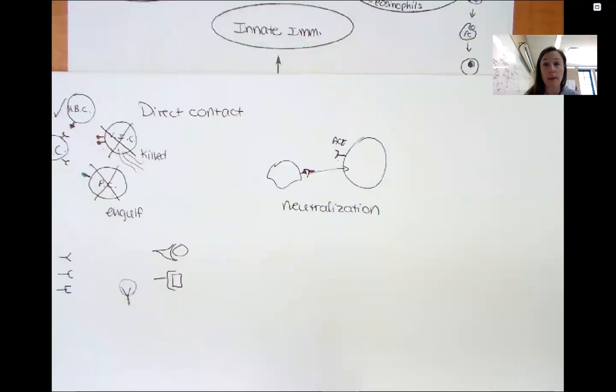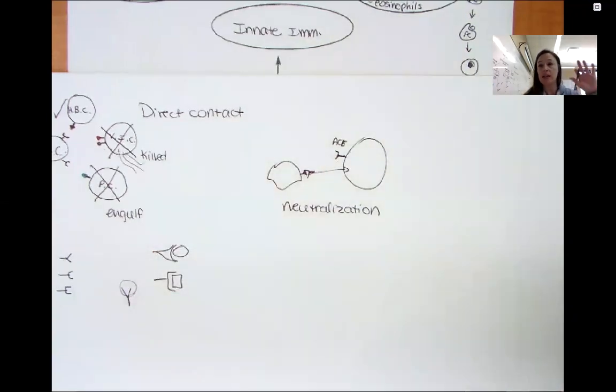They can also mark a pathogen for destruction. So they can attach to something and say, hey, this needs to be killed. And so your immune cells, as they pass by, will see that and they'll kill it.